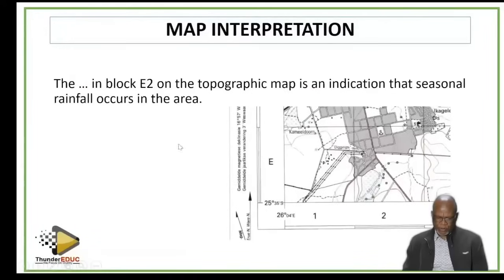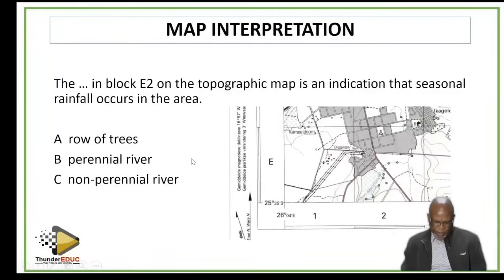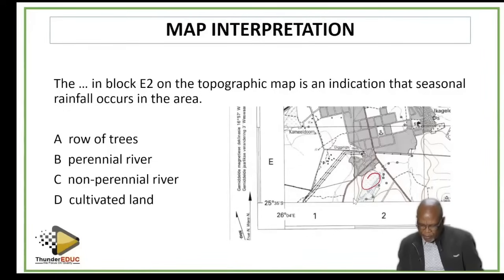Okay, let's move on. Let's look into our map interpretation. The dash in block E2 on the topographical map is an indication that seasonal rainfall occurs in the area. Now, you're looking at these things. Is it a row of trees? Is it a perennial river? Is it a non-perennial river? Is it cultivated land? Now, what do we have there? You have cultivated lands there. Do you have any perennial river here? You don't have any perennial river.